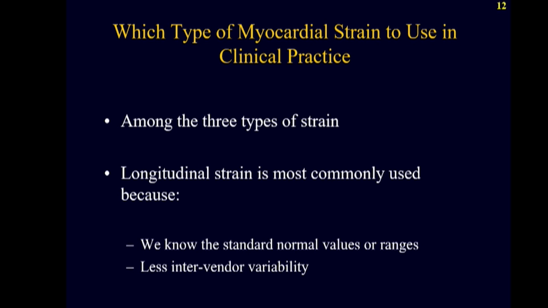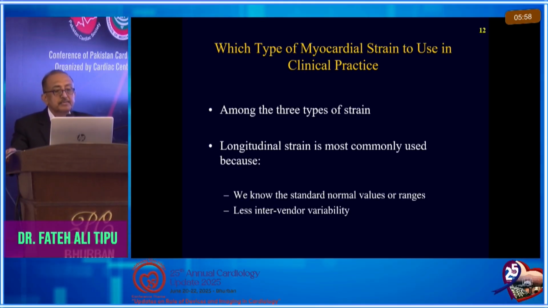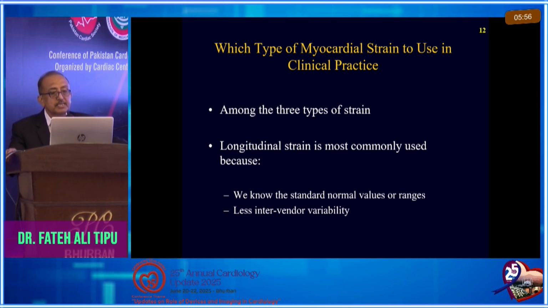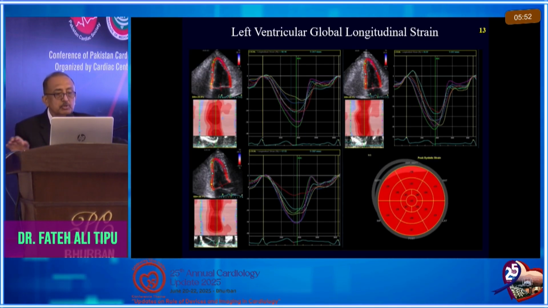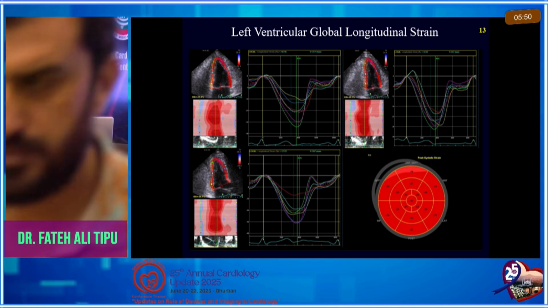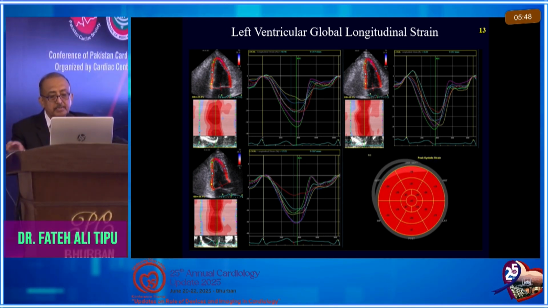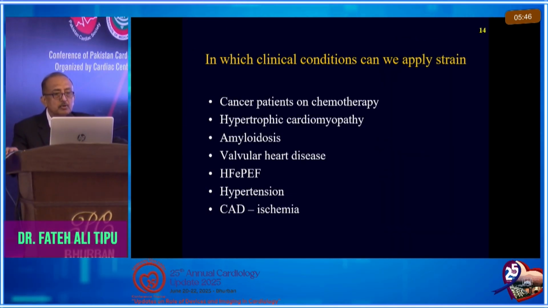So in which conditions can we apply the myocardial strain? Among the three types of strain, longitudinal strain is the most commonly used, because we know the standard values and there is less intervendor variability. These are the conditions in which we can apply the longitudinal myocardial strain.